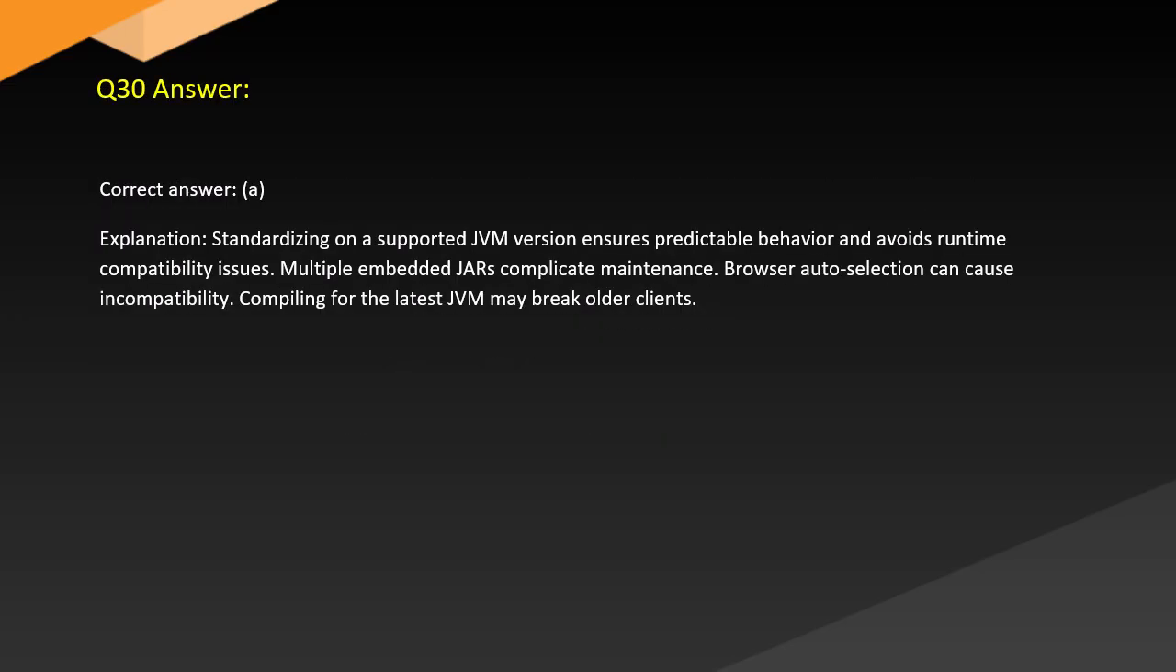Answer. Correct answer. A. Explanation. Standardizing on a supported JVM version ensures predictable behavior and avoids runtime compatibility issues. Multiple embedded jars complicate maintenance. Browser auto-selection can cause incompatibility. Compiling for the latest JVM may break older clients.